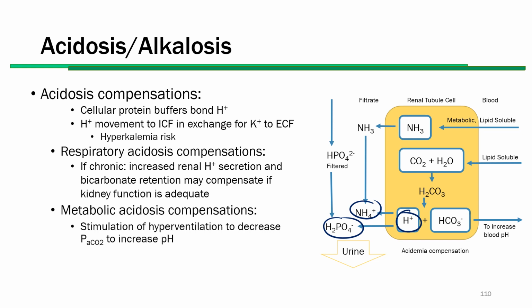Metabolic acidosis compensations, if it's metabolic acidosis, your primary compensation is going to be respiratory. So with metabolic acidosis, you want to get rid of the carbon dioxide. So you can move it on the carbonic acid system towards the carbon dioxide, getting rid of that. And so the hyperventilation will be stimulated to get rid of some of that carbon dioxide to increase the pH. And long term, there can be the same deal here with the urine, the renal secretion of hydrogen.